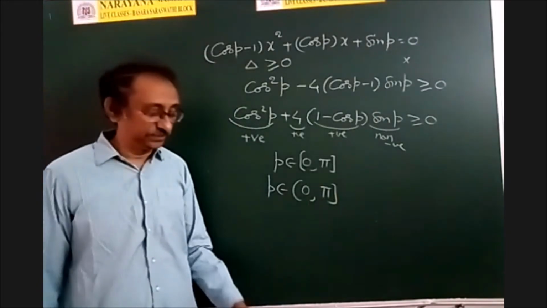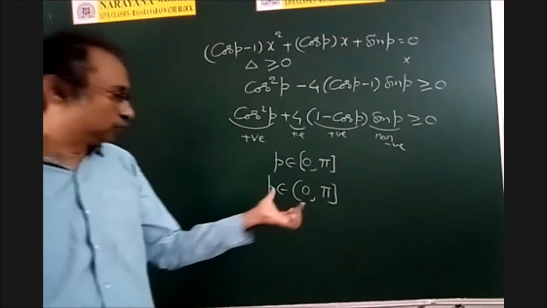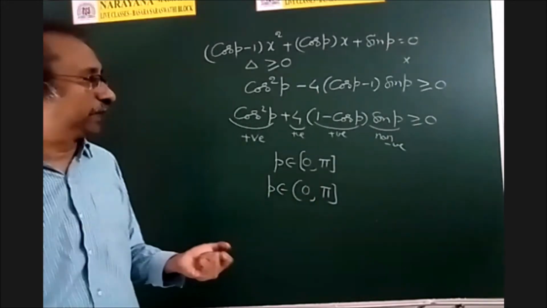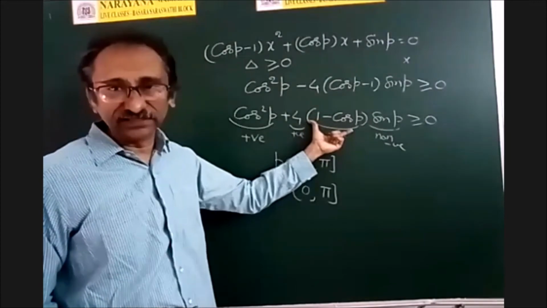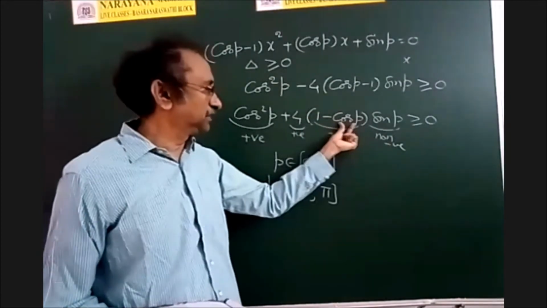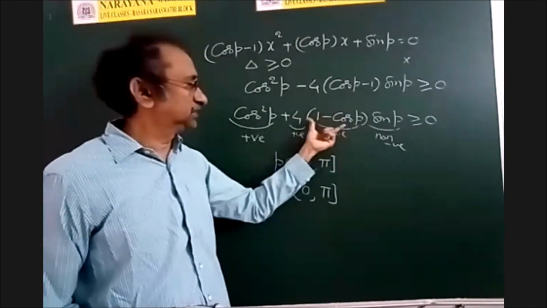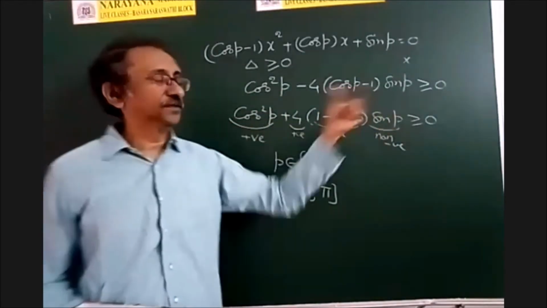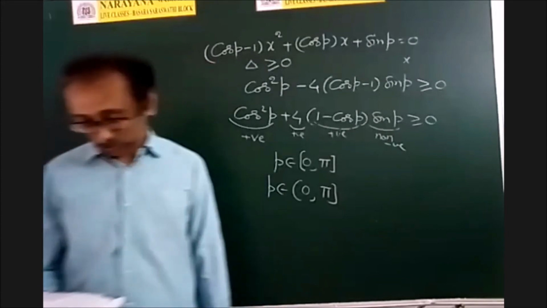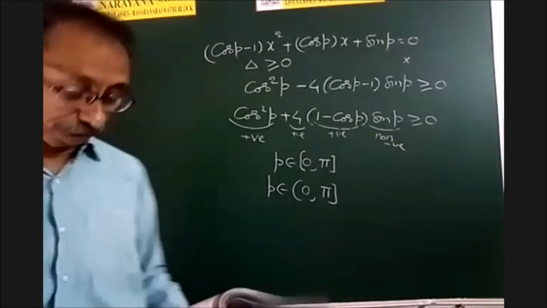So in the options, it is clear that if you take the values of P in between 0 and pi, then clearly sin P is positive. Already 1 minus cos P is positive because cos P's greatest value is 1 only. So this difference is always positive. So we get the positive value. Okay. So the answer is the fourth option.